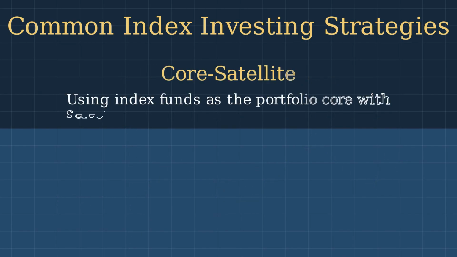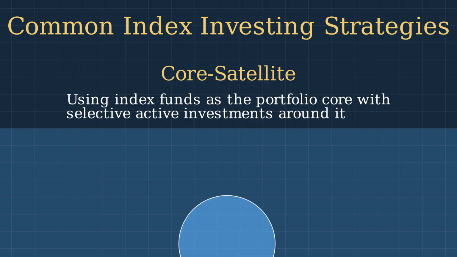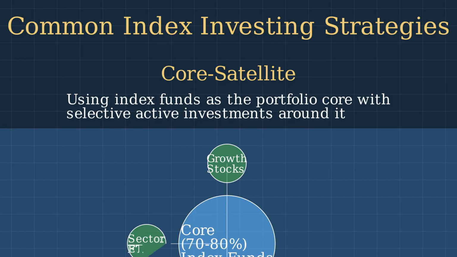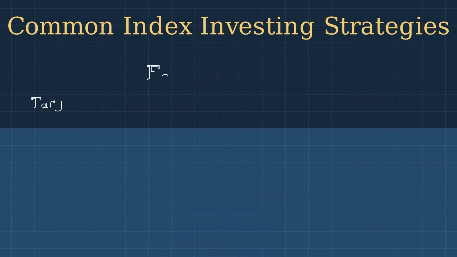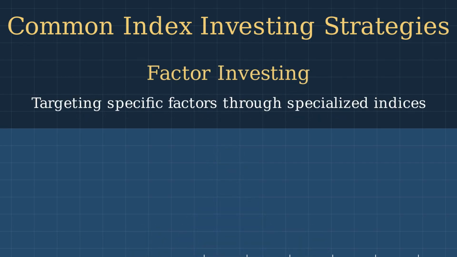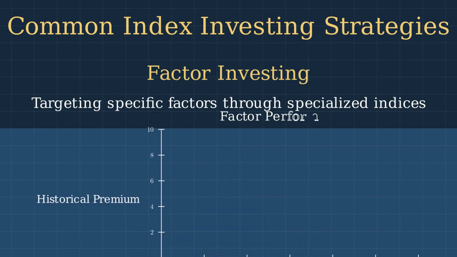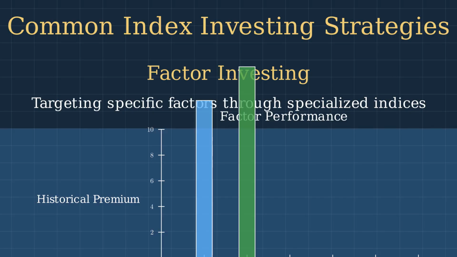The core satellite strategy combines passive and active investing approaches. The core portfolio consists of broadly diversified index funds representing 70 to 80% of assets. Around this core, investors add satellite positions in specific sectors, styles, or markets where they believe active management or specialized focus can add value. Factor investing targets specific characteristics of securities that have historically delivered superior risk-adjusted returns.